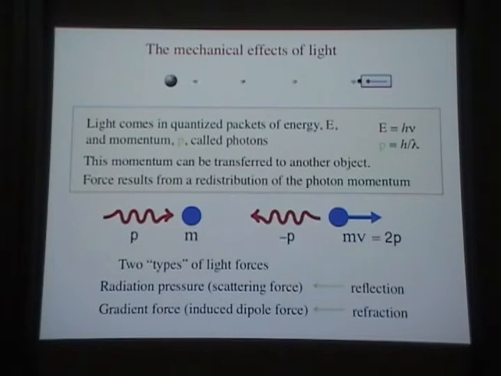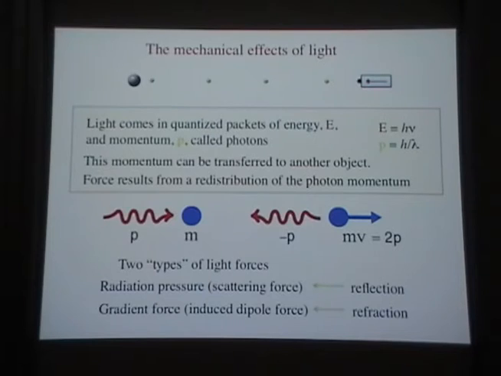So here's a simple example. I have an object, let's say an atom of mass m. A photon with momentum p comes in. Let's say the atom scatters, but backscatters the photon, so the photon's going off with momentum minus p. Then by conservation of momentum, the particle has to recoil and pick up momentum 2p. As a result, the particle, or the atom initially at rest, now has a velocity.